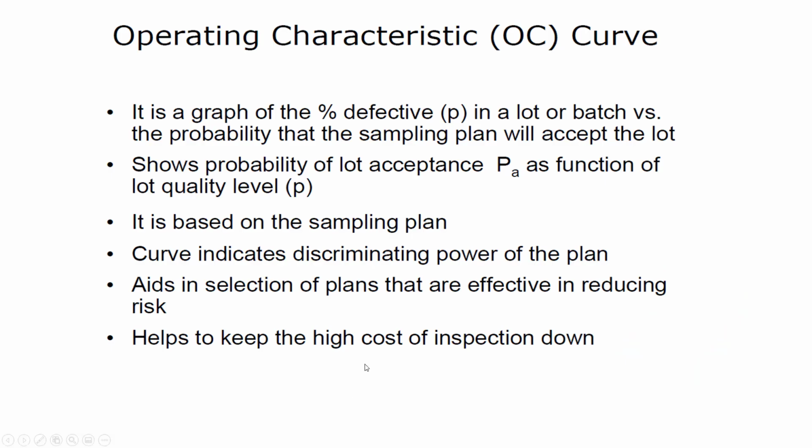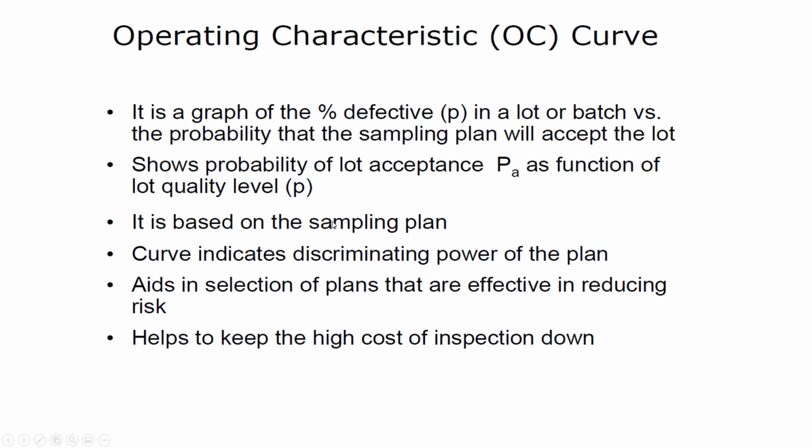As you know, the operating characteristic curve is a graph of the percent defective p in a lot or batch against the probability that the sampling plan will accept the lot. So we will check when we will be able to meet the producer requirement and when we will be able to meet the consumer requirement, because there is some risk involved. In my previous lecture, I already discussed the producer risk and the consumer risk. From the OC curve, we will be able to easily identify those specific regions where there is producer risk and where there is consumer risk.